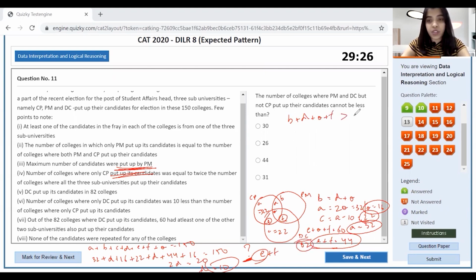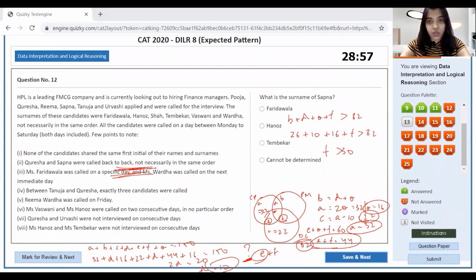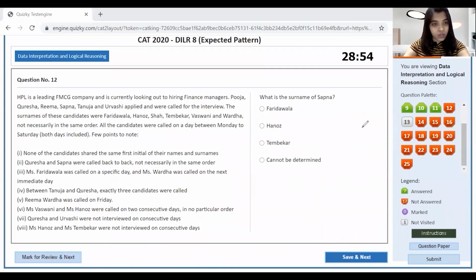DC is 82. We know B is 26, plus D is 10, plus O is 16, plus F is greater than 82. F is greater than 26, 36, 42, 52, 30. Now here it's saying cannot be less than. So it has to be greater than 30 but not equal to. So it cannot be less than 31 because it can be equal to 31. So we're done with another one. Okay, let's move on to the next one for now.